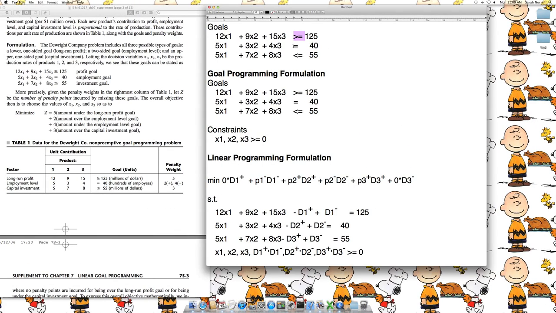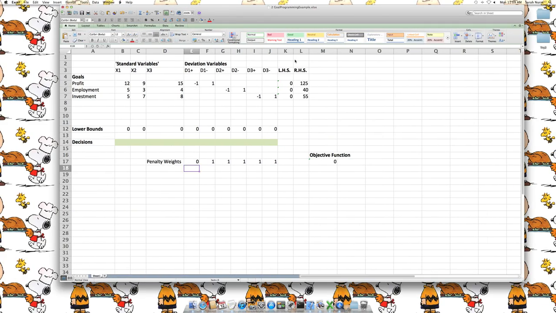For the equal, I know I care about deviations above and below, so I'm going to keep those as non-zero. And then here I had a less than or equal to, which meant I don't care about D3 minus. So I'm going to change this here to 0. And so now I have 4 penalties that I haven't set. And the values that I set depend on how much I care about the different goals.